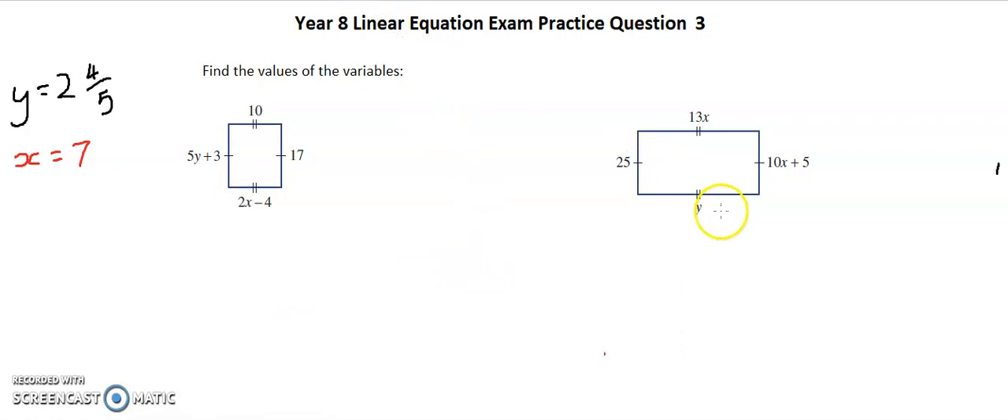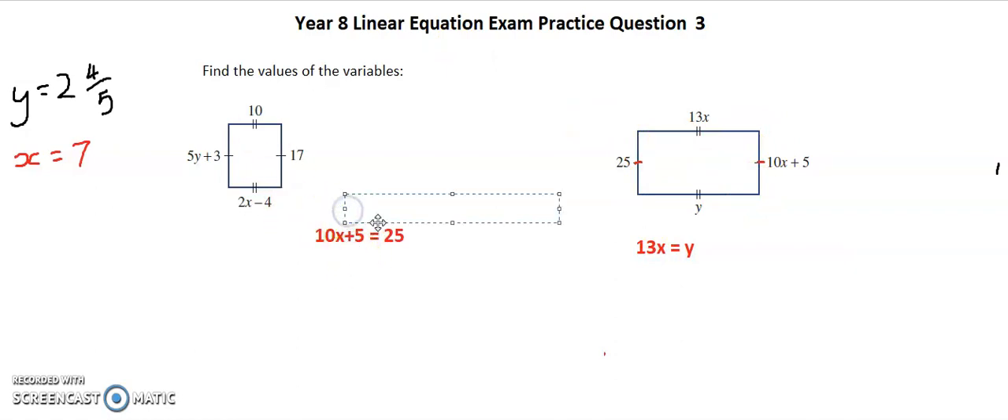The second side is exactly the same. I've got a dash here and a dash here, which means they are identical. So I can write that as an equation. I can write that as 10x plus 5 is equal to 25. Likewise, I can say 13x is equal to y because they are the same length. Now I just need to simplify and solve it.